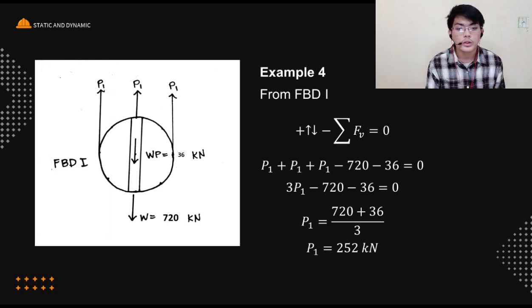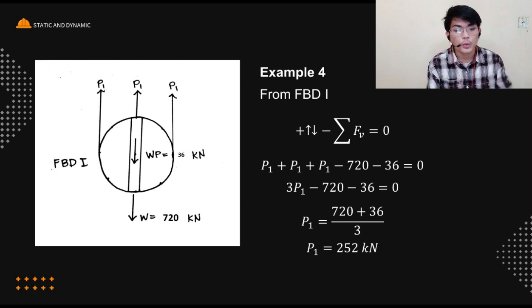So, our equation would be the summation of vertical forces, positive going up and negative going down, equal to 0. We have 3 P1s, and then the weight of our pulley, which is 36, negative because it's going down, and our force W, negative as well, equal to 0. So we have 3 P1 minus 720 minus 36 equal to 0.